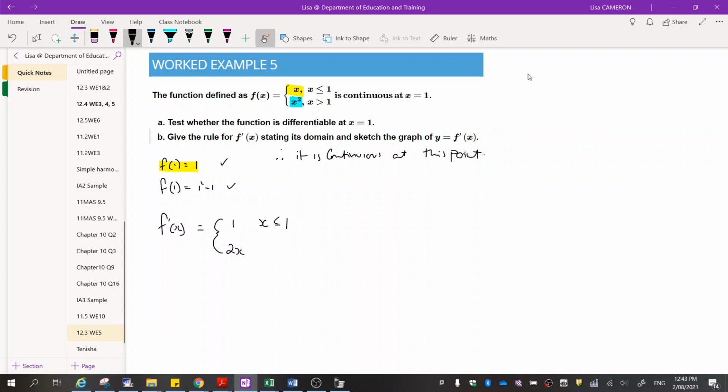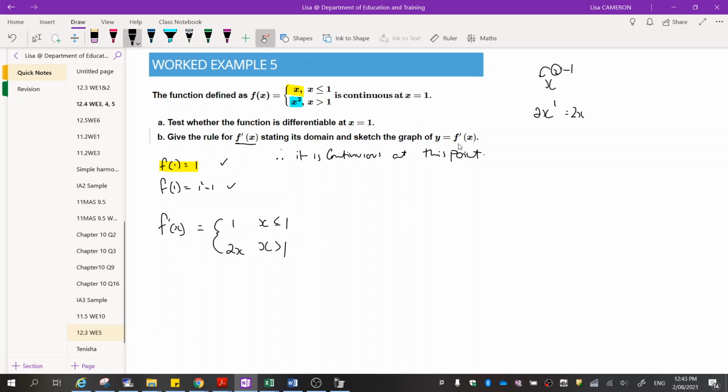Now, I'll do the working for that to the side because this is still kind of fresh. So this 2 comes down to the front, 2x. And then this power is reduced by 1. So 2x to the power of 1, which of course simplifies to 2x. So this is the way that I state a given rule for the derivative of this polynomial function.